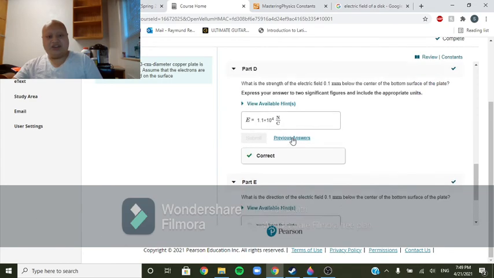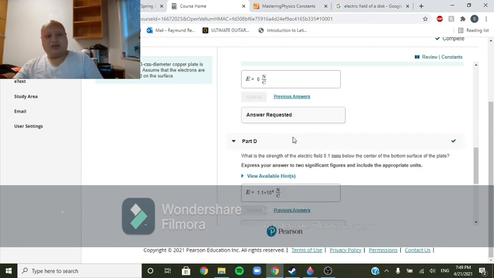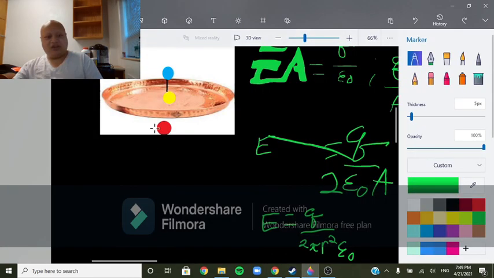Part E is asking the same thing as part B, except it's concerning the red dot I showed you. So it's going to go towards the plate, and that's your answer for part E.